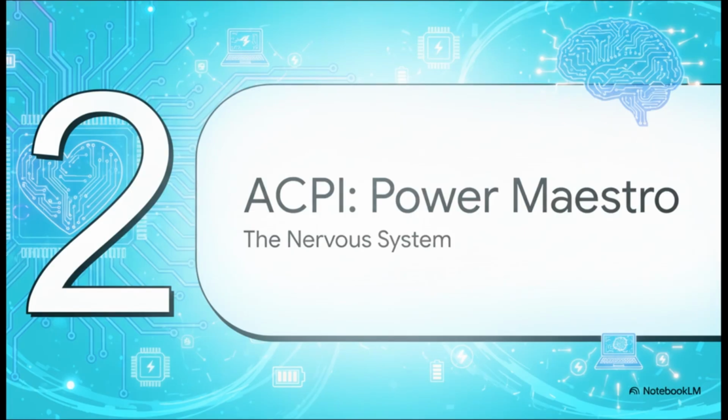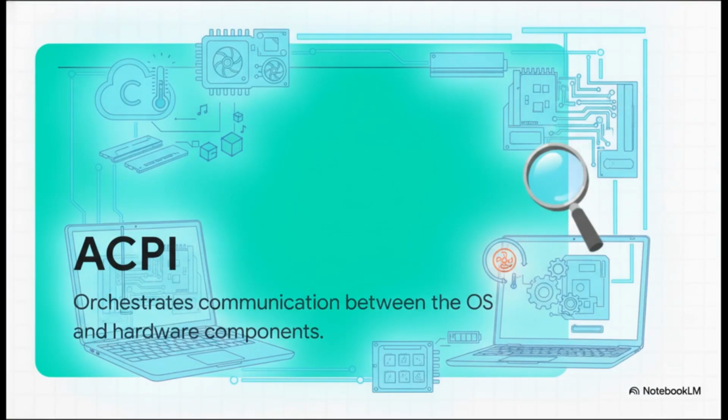Moving right along to Section 2, ACPI, the power maestro. So, ACPI, or Advanced Configuration and Power Interface. This is essentially the behind-the-scenes hero acting as the ultimate liaison between your operating system and your physical hardware. Back in the day, before ACPI, power management was, well, incredibly clunky. It was mostly handled by the hardware itself.